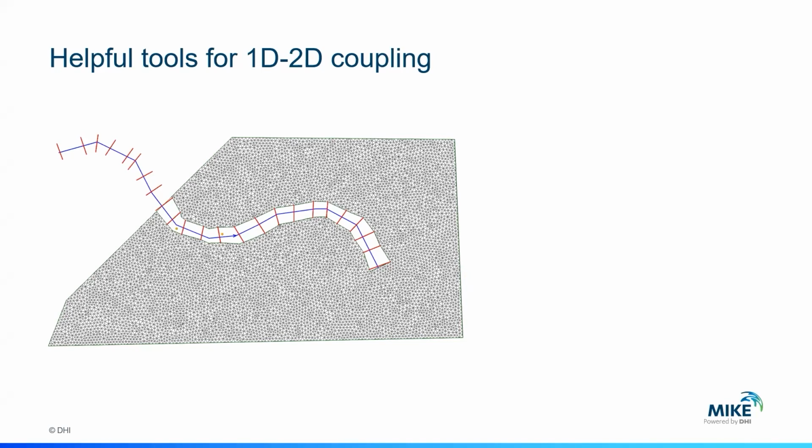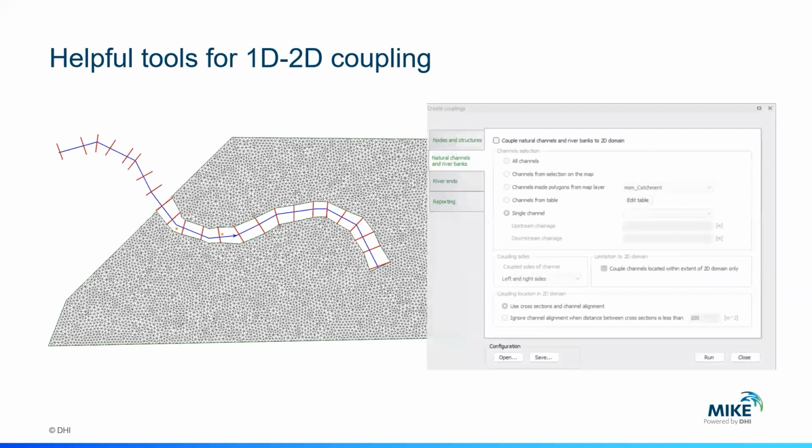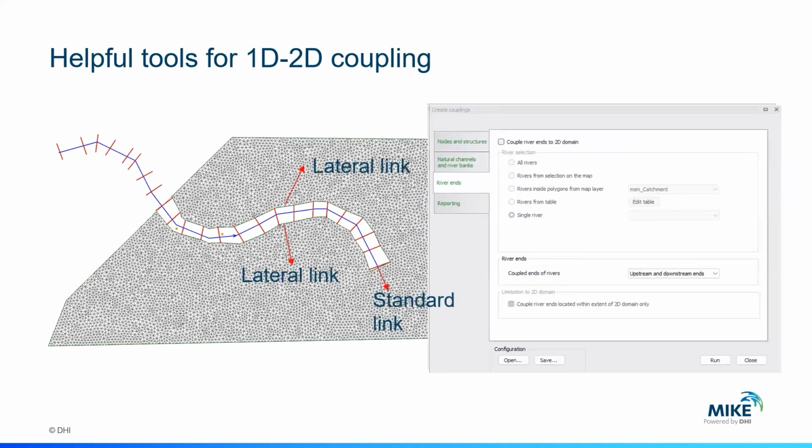MIKE+ allows for automatic coupling of the 1D models, both for the lateral and for the standard links, by the functionalities that are shown right now on the slide. So we can do it for the natural channels and riverbanks, and we can do it automatically for the river ends.